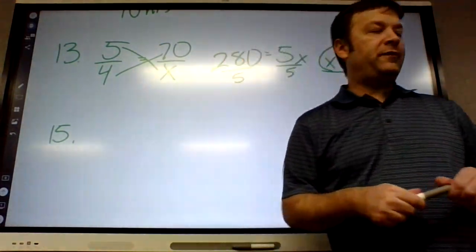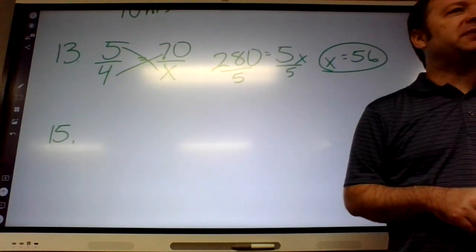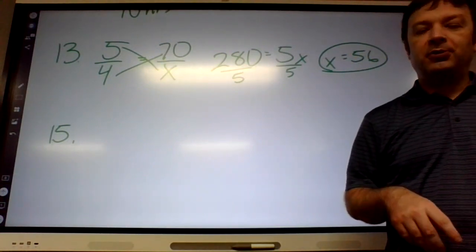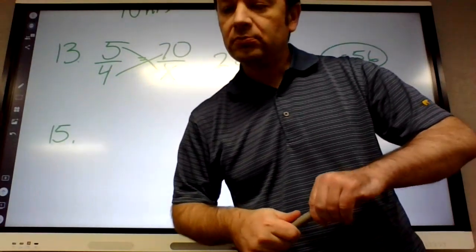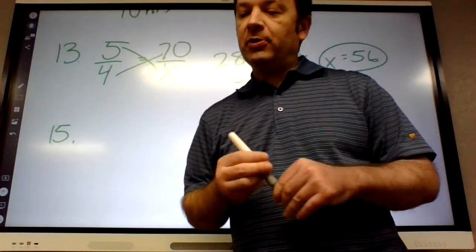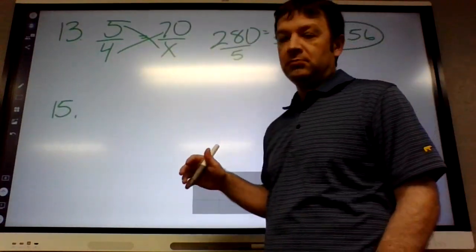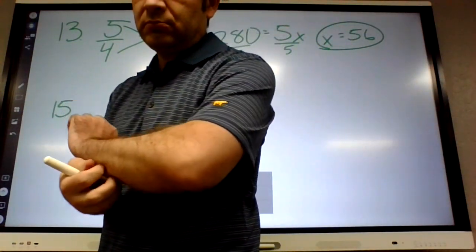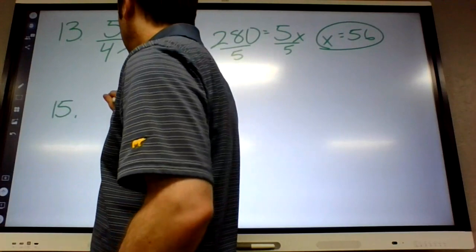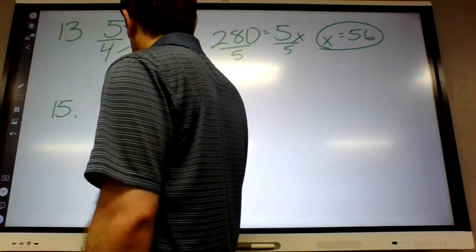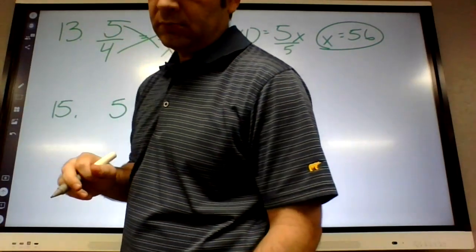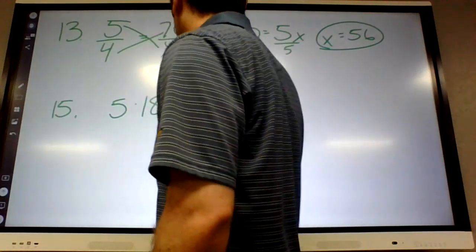So on 5th, I kind of started with Jesse yesterday, I think. Hey, let's do Corbin. Corbin, what would it set up to for number 15? So you would cross, so it would be 5 times 1800. Yep. It would be equals 9z.